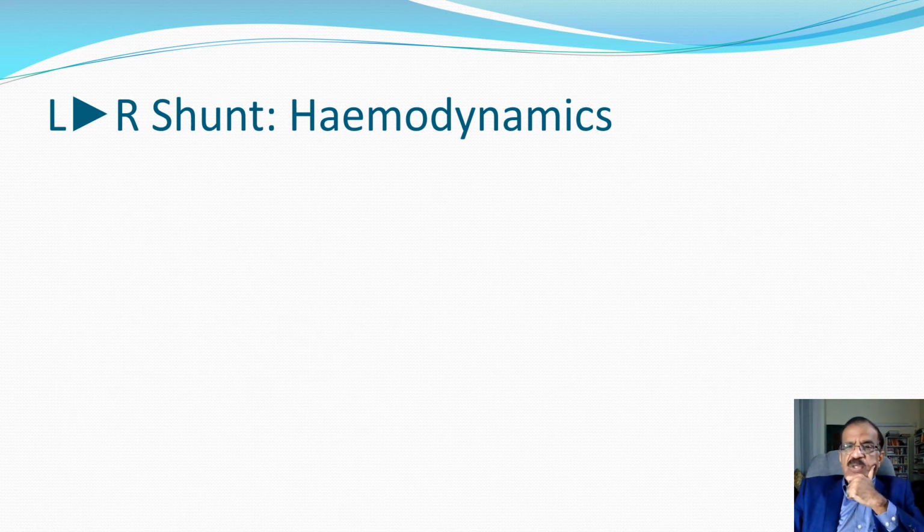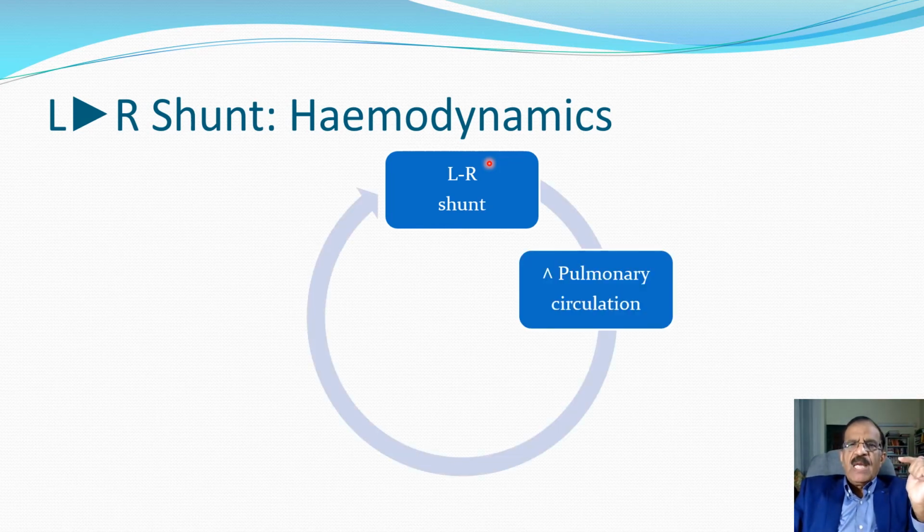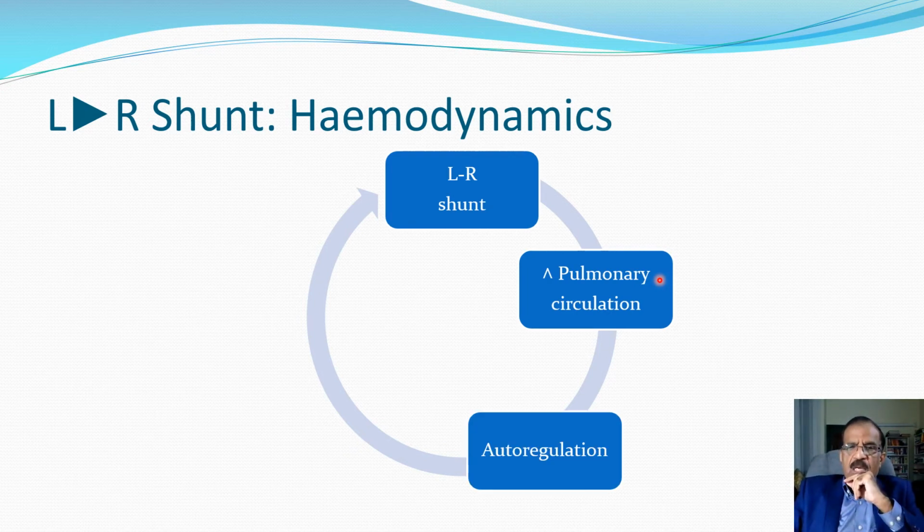Now this is actually the same thing shown in a slightly different manner. I think maybe it explains the concept better. So there is primarily left to right shunt, either ASD or VSD or PDA. All three behave the same way. There is increased pulmonary circulation 2 times, 3 times, 4 times. We have already discussed. Now then there is a mechanism of auto-regulation.